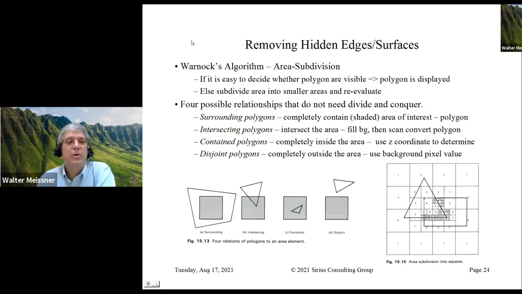Since I mentioned the Warnock algorithm in the beginning, this is another way of doing it. Basically, it's easy to decide if a polygon is visible or not, because if it is visible, just display the polygon. If it's not able to decide it, just subdivide the area into smaller and smaller areas and reevaluate.